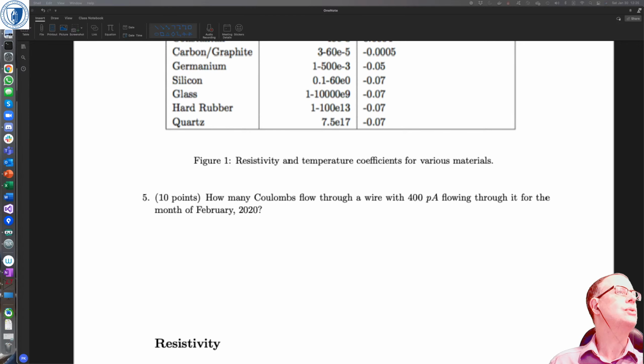Which question did you say? You can do question 5. It's below the table on page 2, I think, of the tutorial sheet.